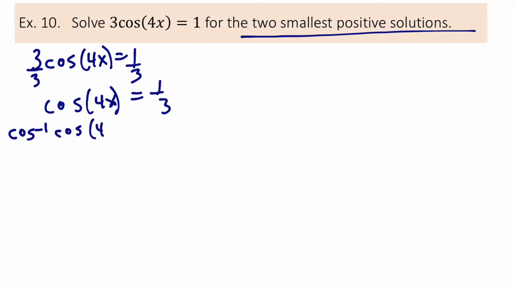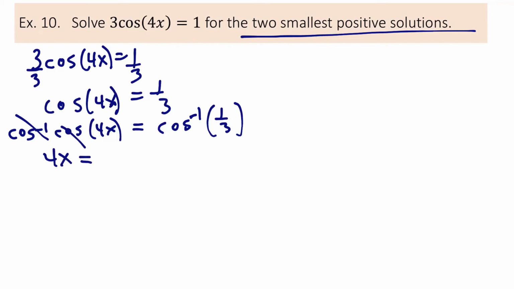So I'll write it all out. Take the inverse cosine of both sides, and you'll get 4x is equal to, typing that into the calculator in radians, you're going to get 1.23096 radians. All right, so it's telling me an angle of that size has a cosine of 1/3.